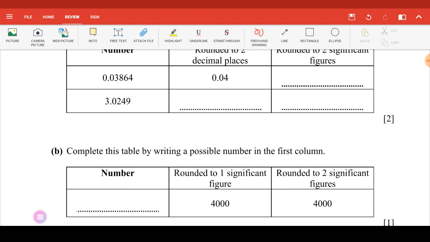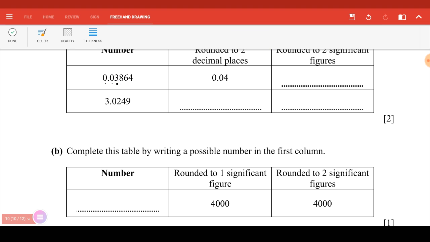0.03864. Rounded to 2 decimal places, it's 0.04. Okay, rounded to 2 significant figures. As I told you, 2 significant figures means count from the left the first 2 non-zero digits. We cannot count the zeros. 1, 2. The answer would be 0.039.